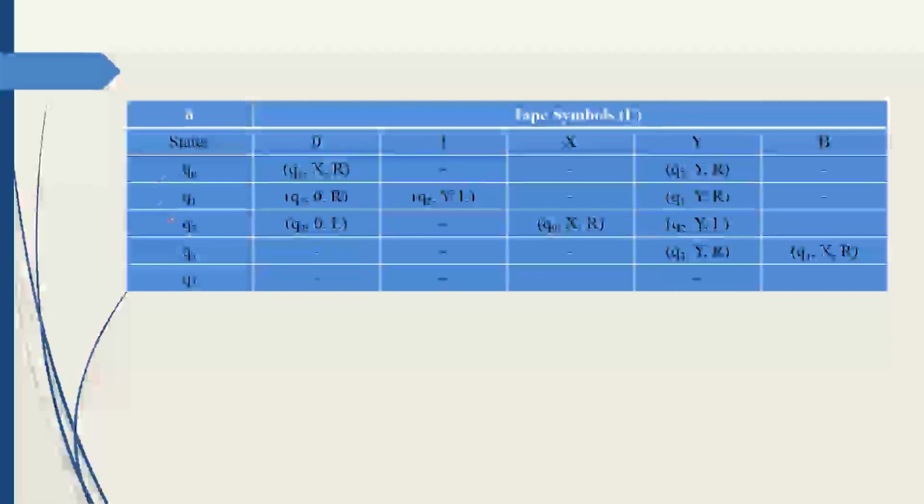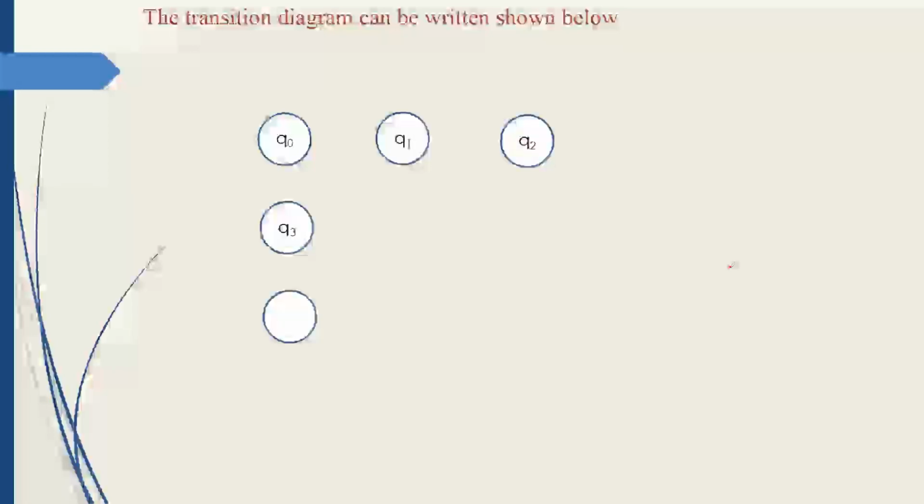What all transitions are there? Which state, what input, what action it has to perform, that is mentioned in the transition table. Based on this, the control unit will perform the action. So the transition diagram for this is, as we know, there are 5 states: Q0, Q1, Q2, Q3, Q4.